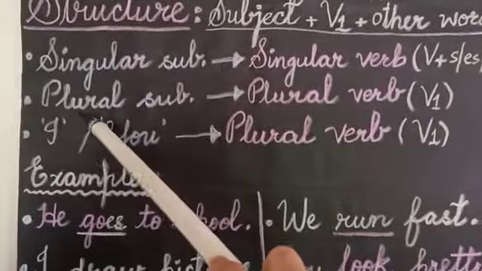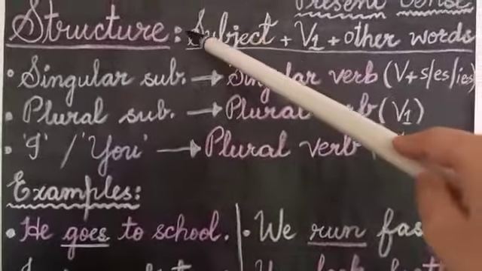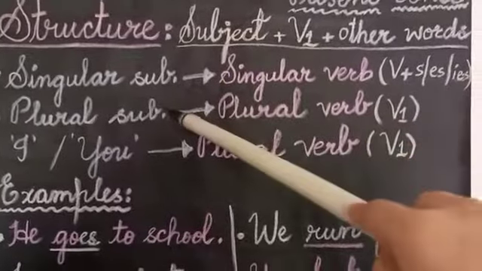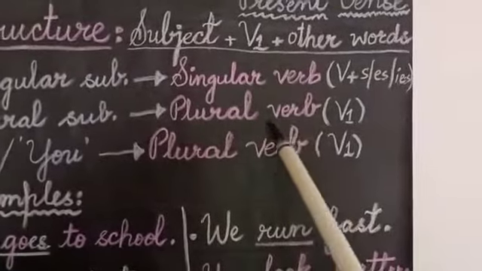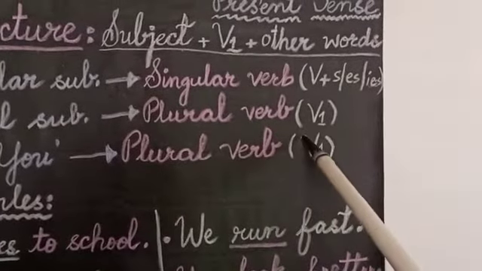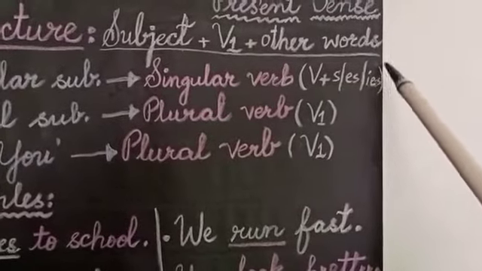Now the next rule is plural subject. If the subject about whom you are talking, who is doing the action, is plural, more than one, at that time you will use a plural verb. Plural verb is simply the first form of the verb, and we don't add any s, es or ies to this verb.